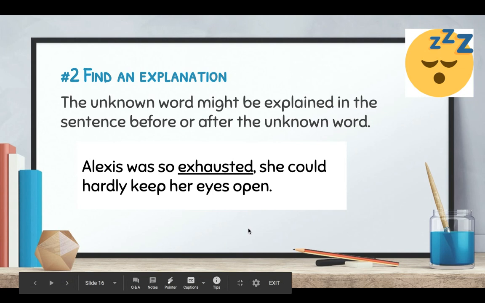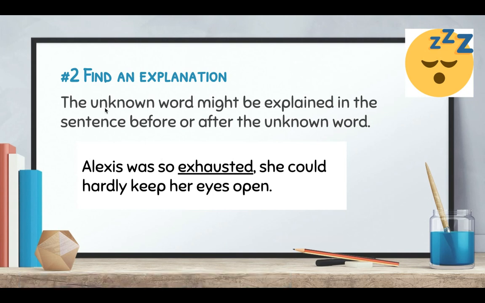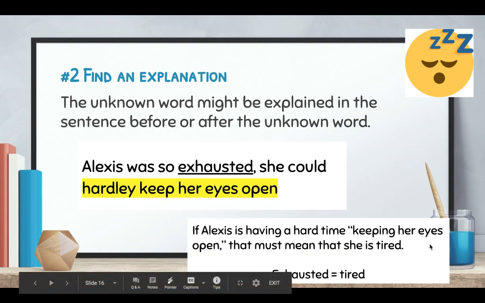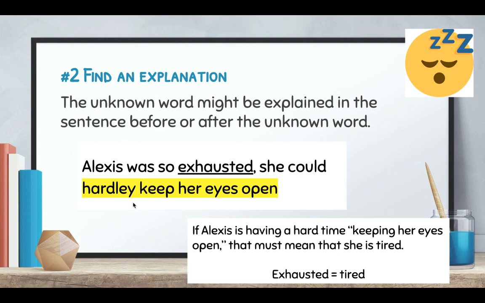Our second strategy is to find an explanation. The unknown word might be explained in the sentence before or after the unknown word. So my unknown word here is exhausted. Alexis was so exhausted, she could hardly keep her eyes open. Exhausted is explained right here. Hardly keep her eyes open. So if Alexis is having a hard time keeping her eyes open, that must mean that she is tired. So exhausted means tired. That's how we figured out that unknown word. We use the context around it.